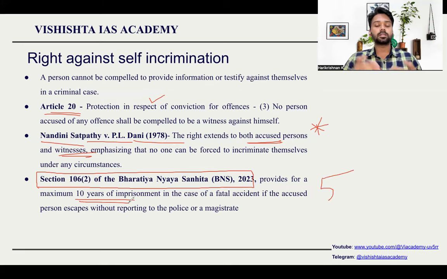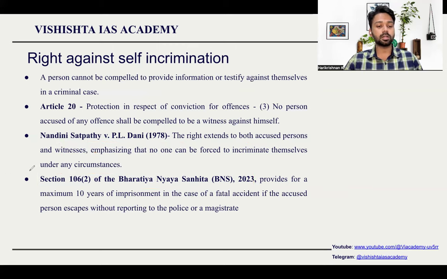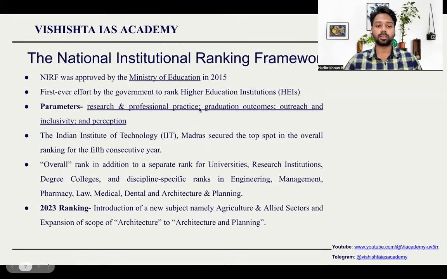So the problem here is, if a person tells himself that I have caused this accident, is it covered under Article 20, Clause 3 on self-incrimination? Because this particular law is trying to put the onus on the person who caused the crime. So whether it comes under self-incrimination or not is to be assessed. There is no answer to it until now, but this confusion is going on. So you need to know about it.